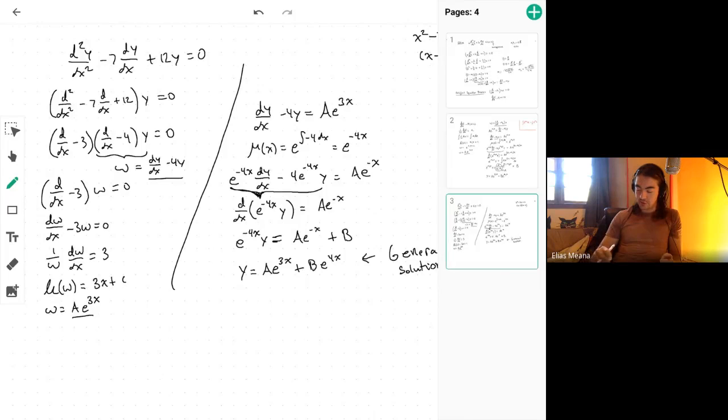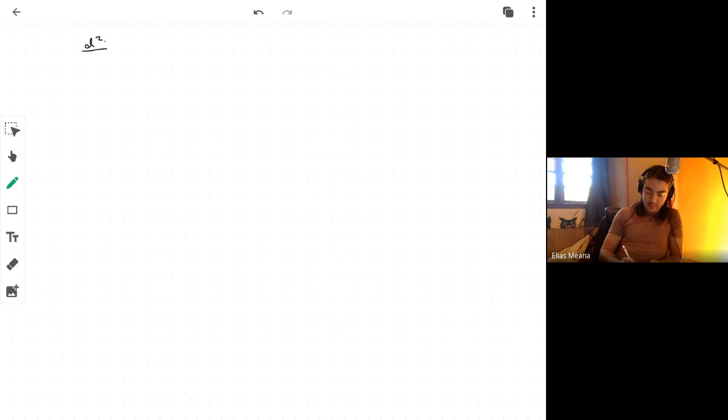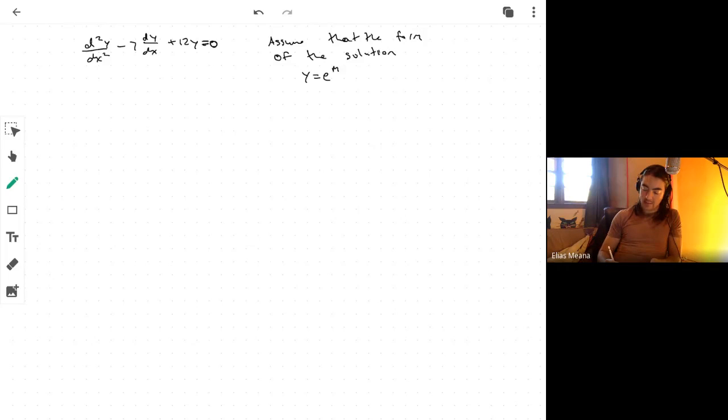If we assume that we know the solution, let's take the exact same differential equation, which was d squared y dx squared minus 7 dy dx plus 12y equals 0. Let's assume that the form of the solution is y equals e to the power of mx, right?